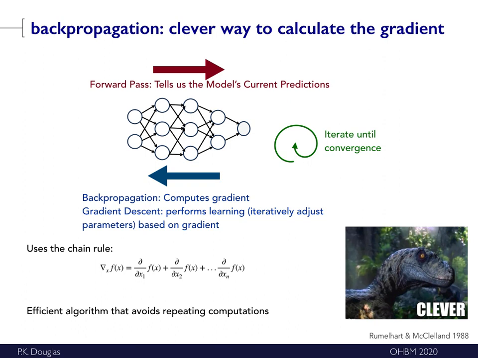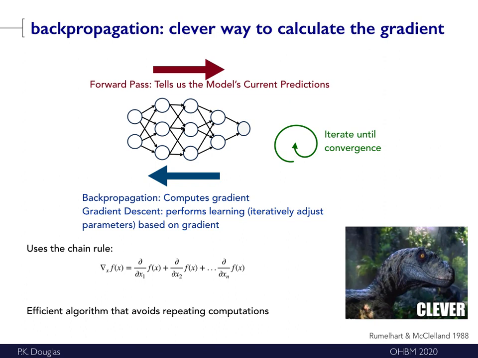That's where backpropagation comes in. Backpropagation is essentially a clever algorithm that allows us to calculate the gradient in an efficient manner by reducing repeated computations and propagate the error backward through the network, hence the name backpropagation, using the chain rule of calculus. Backprop is also credited with inspiring the second wave of neural networks in the 1980s.